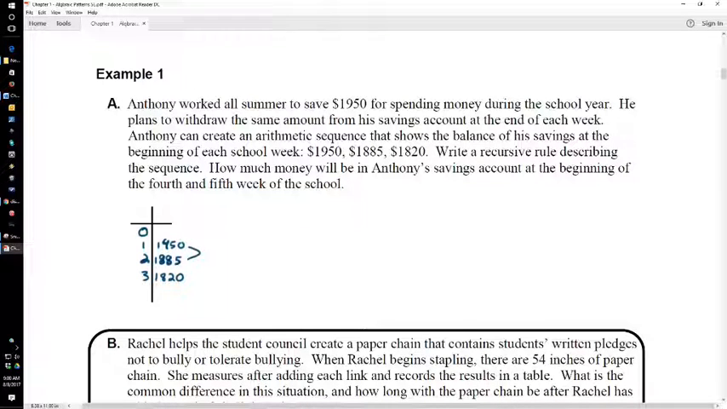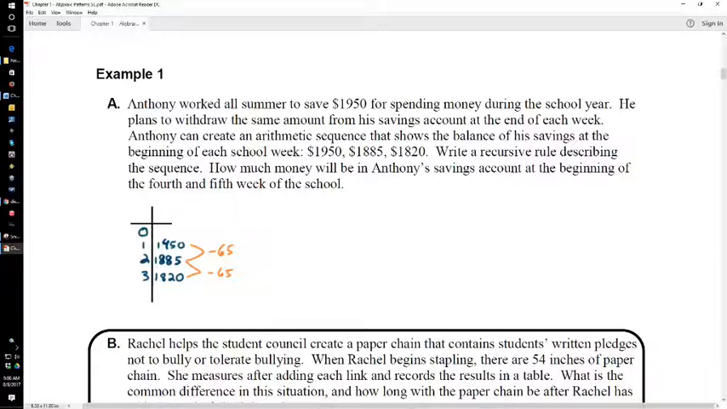So if I do 1885 minus 1950, you get negative 65. Then again, we'll do the next one: 1820 minus the one above it, 1885. So 1820 minus 1885. It's negative 65. So we can assume that he's taking out $65 every single time.